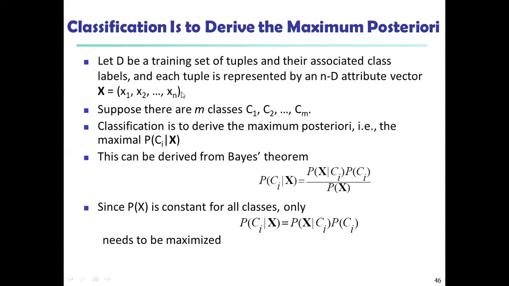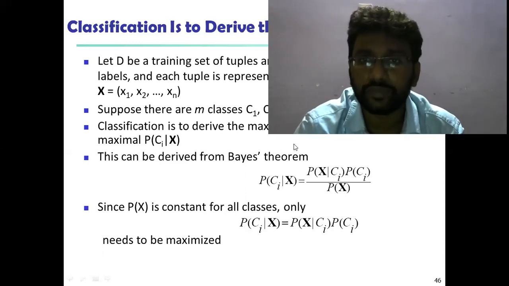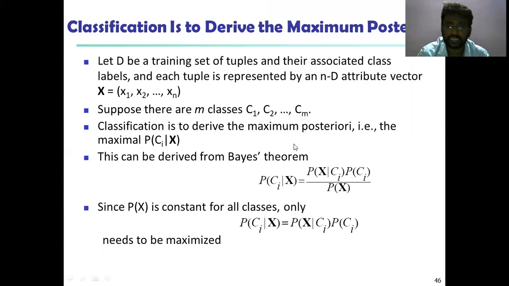The classification is to derive the maximum posterior, that is the maximum of P of Ci given X. This can be derived using the Bayesian theorem: the hypothesis on the training data set, the m classes given X, is equal to the probability of X given the classes, times the probability of the classes, divided by the probability of X.